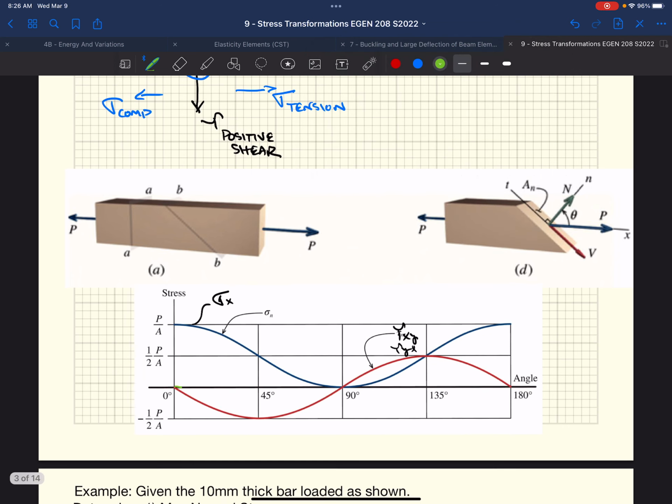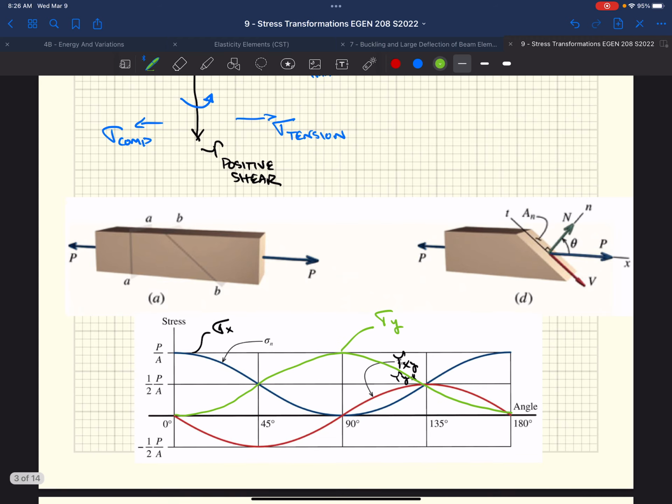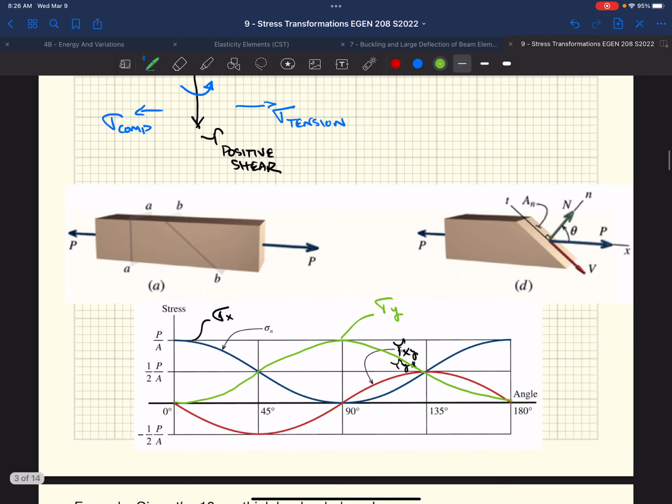And then finally, if we had a sigma y, and we looked at any given orientation of theta, 0 to 180, or in Mohr's circle, going from 0 to 360 degrees, we're going all the way around the circle, right back to where we started.